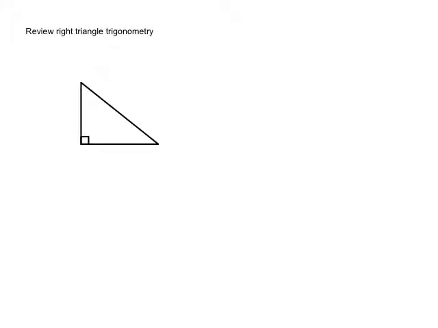Today we're going to review right triangle trigonometry. And we're going to start off with labeling our right triangle. I'm going to label the right angle C, and my other two vertices, one will be capital A, one will be capital B. And then I'm going to label the sides opposite.